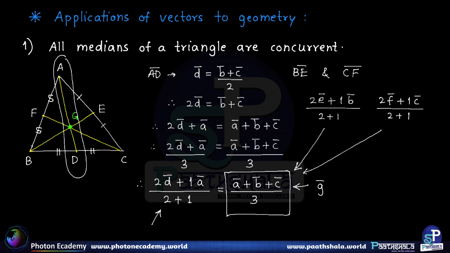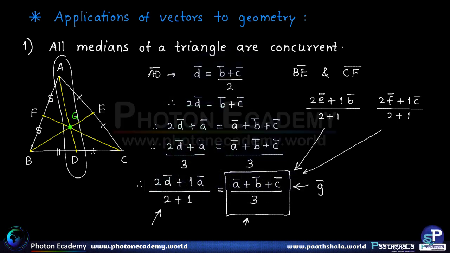That means there is one point which is lying on all the three medians, and hence it means that all the medians of a triangle are concurrent, that is they pass through the same point. And the expression that we got is nothing but the expression for the position vector of the centroid of the triangle.